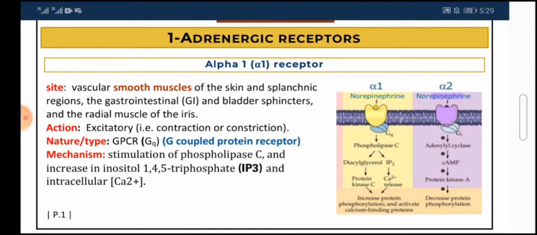Alpha 1 adrenergic receptors. As with any adrenergic receptors, alpha 1 receptors are G-protein coupled receptors. They are found in the vascular smooth muscles of the skin, splanchnic regions, GIT, bladder sphincters, and radial muscle of the iris. Binding of norepinephrine or epinephrine to these receptors leads to the stimulation of phospholipase C, IP3, and intracellular calcium. So, when calcium is released into the cytosol, it mediates a cascade to result in an excitatory response inside these cells.